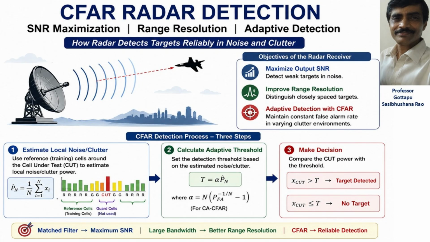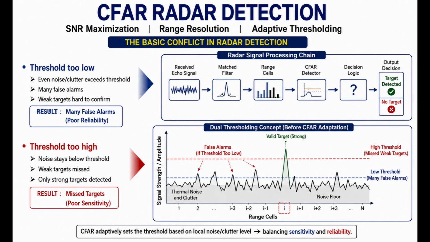So, the overall idea is simple. Matched filtering improves SNR, large bandwidth improves range resolution, and CFAR provides reliable adaptive detection in changing noise and clutter conditions. Now we come to the basic conflict in radar detection.